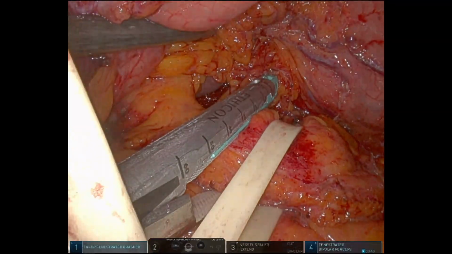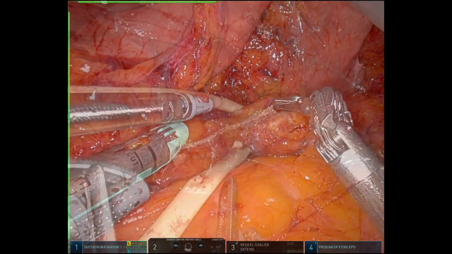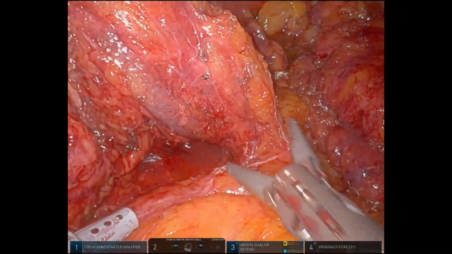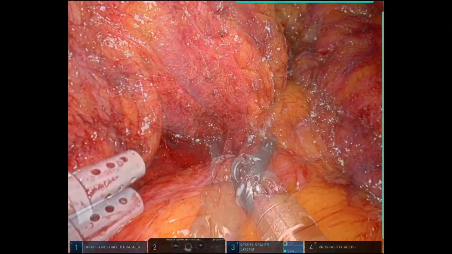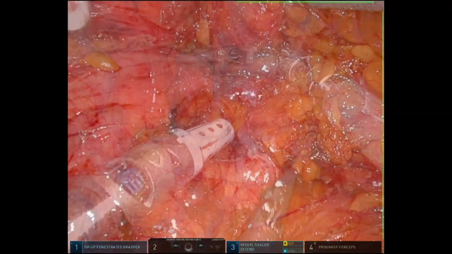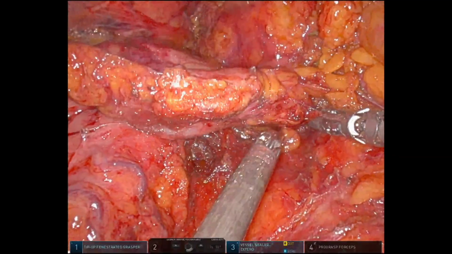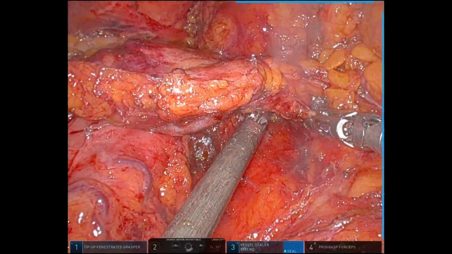A reinforced 60mm green load stapler was introduced and the pancreas was divided using a slow compression technique. The distal pancreas and spleen were mobilized and released with the vessel sealer. The specimen was placed in a retrieval bag and sent for frozen section.